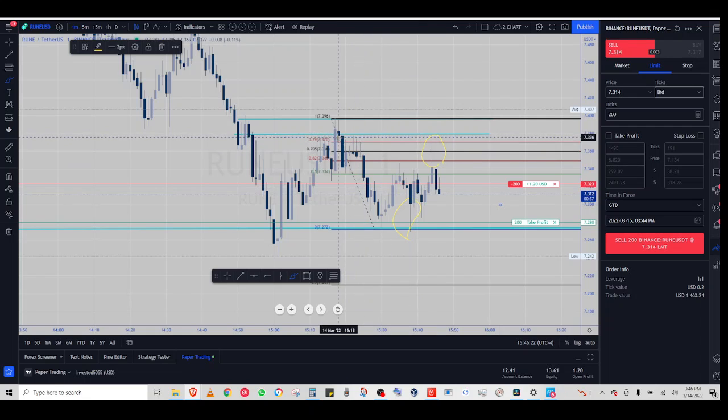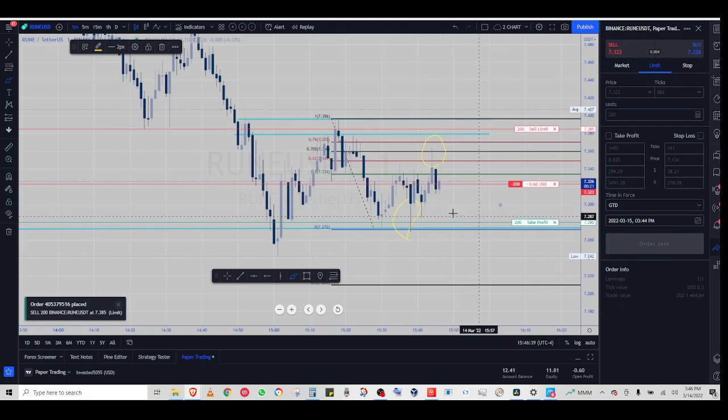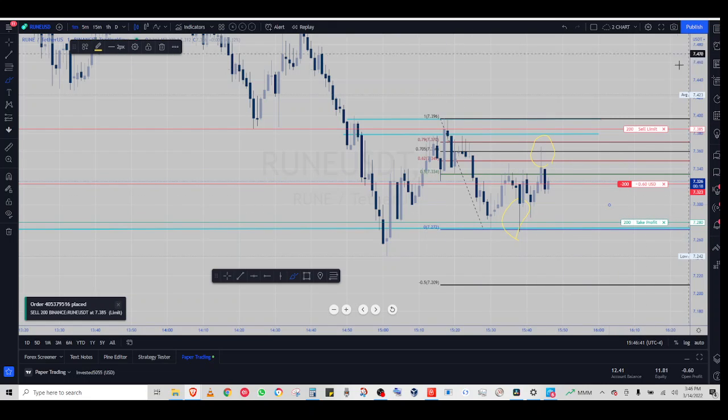This is kind of pretty high up, so I guess I'm going to place it in the middle. 7.385. And this is providing that it doesn't come down and take me out in profit. I'm hoping that's the case, but my next add to my position would be up here.